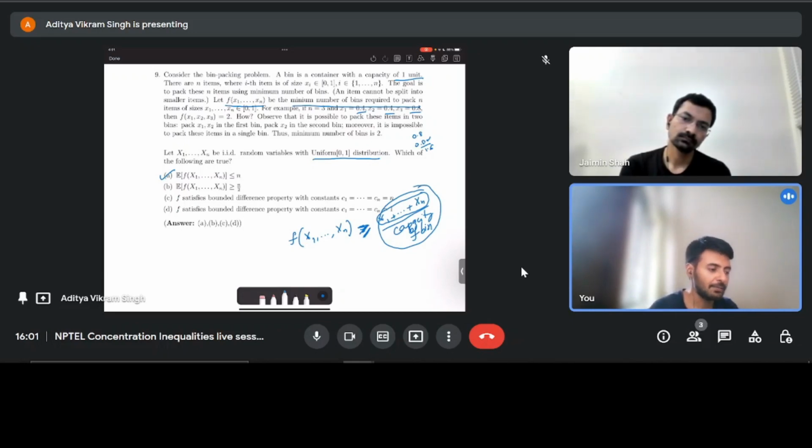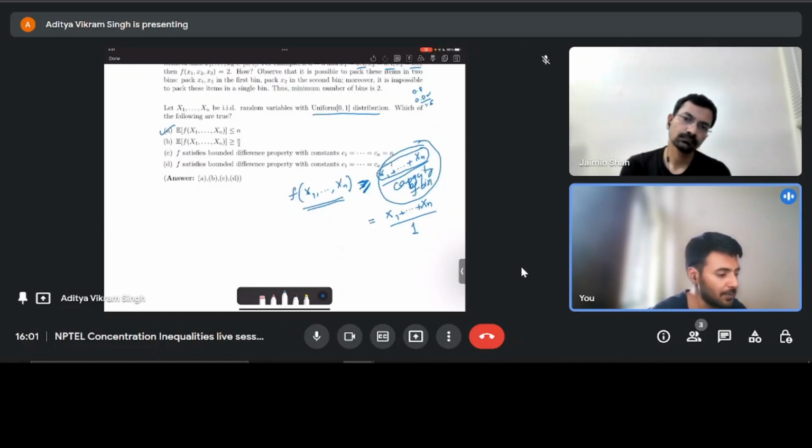But since you cannot break items, you have to keep those items intact. Your f of x1 to xn would be greater than or equal to this. The capacity of a bin is 1, so you need at least the summation of x1 to xn boxes. Which means if you just take expectation of both sides, the expectation of f would be greater than or equal to the expectation of the sum, where each is half, so n by 2. So you need at least n by 2 boxes in expectation. That is why B is correct.